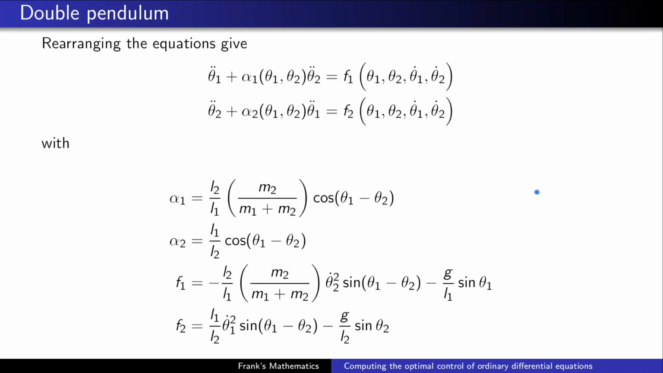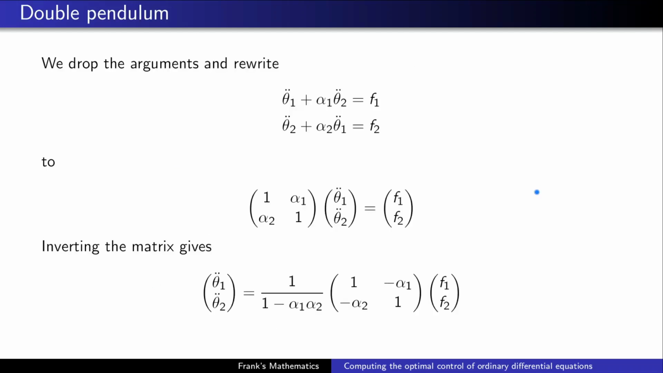What we're going to do now is we drop the arguments, because they are just distracting and you can't see anything. So if we drop the arguments, things look much nicer. Now we have something like this. And now you can see this looks like a matrix vector multiplication, and in fact it is. Here you can see it. So we have this nice matrix here, this is our vector containing only the second derivatives, and whatever ends up on the right hand side.